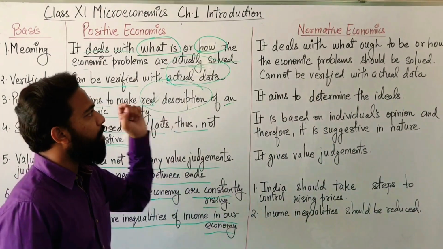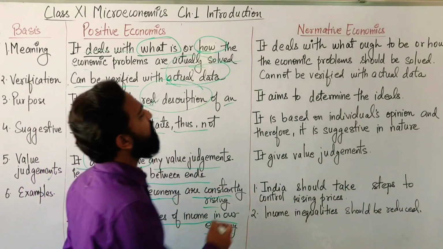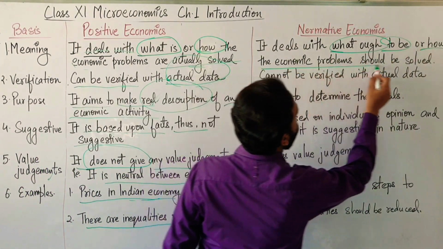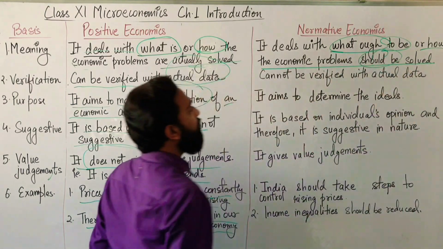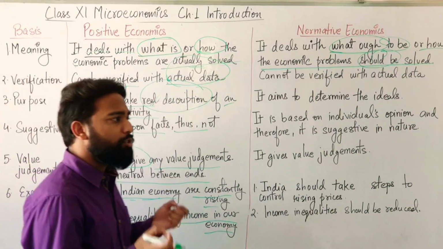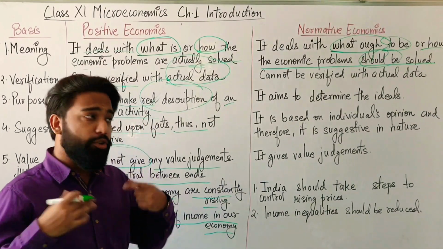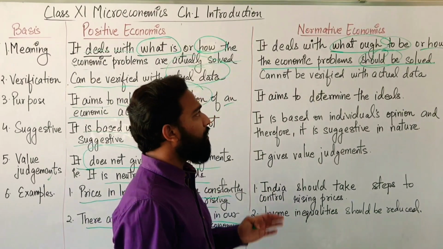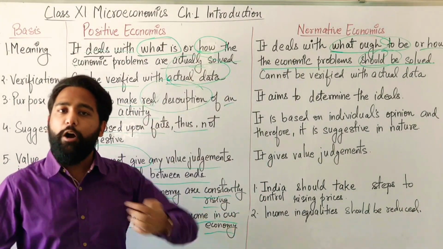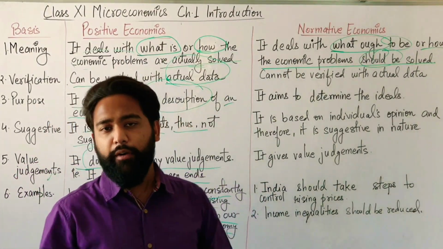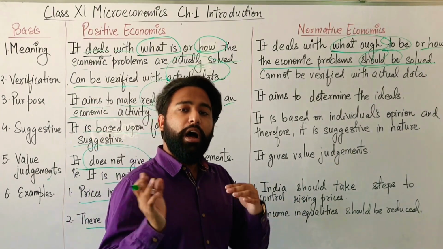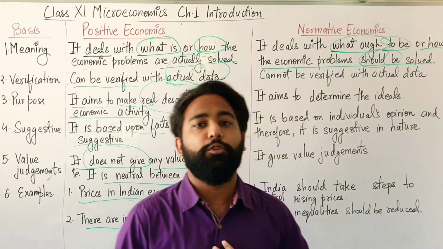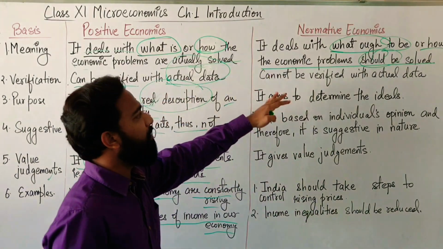Now let's talk about normative economics. It deals with what ought to be, or how the economic problem should be solved. What ought to be means what should be there. We are talking about an opinion, how I think it should be solved. I'm not talking about how it is solved, I'm talking about how it should be solved according to me. So this is the opinion.